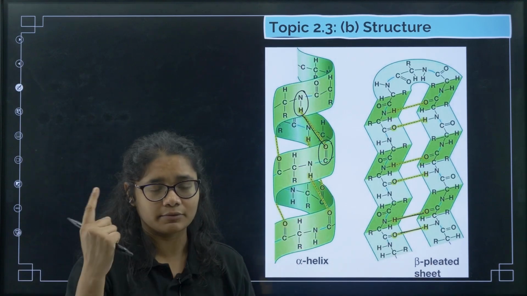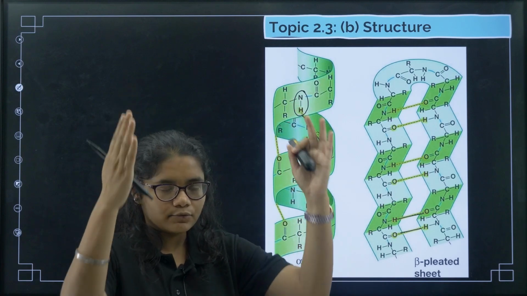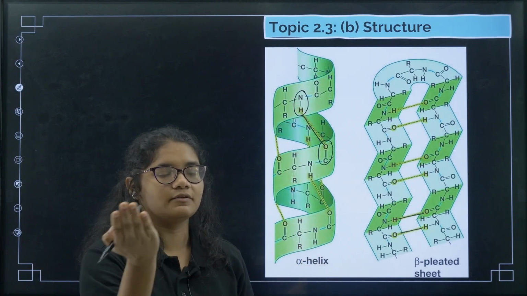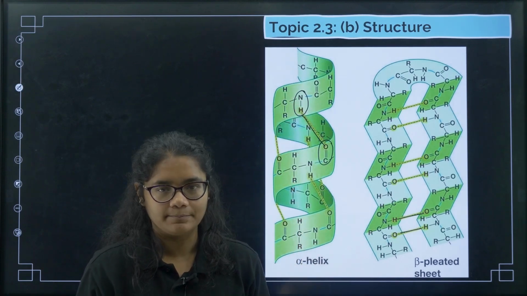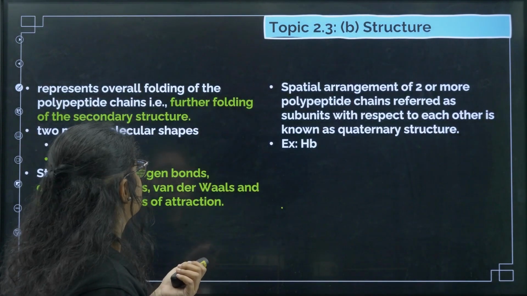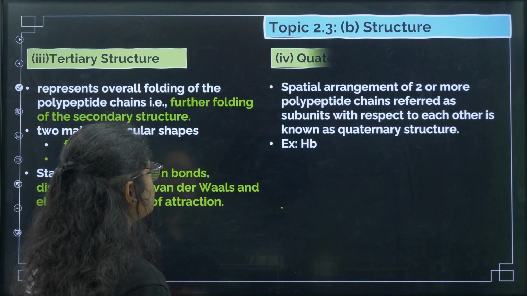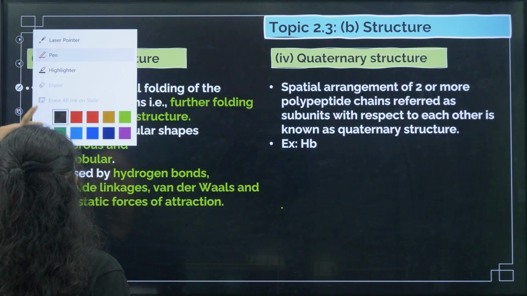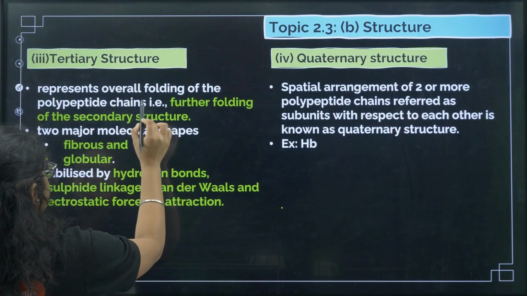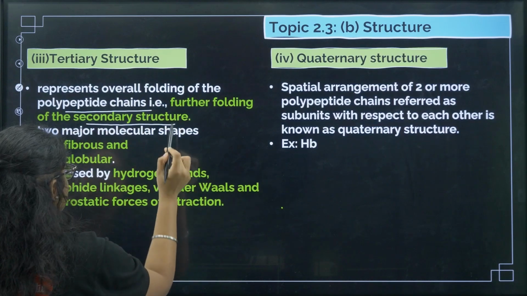In alpha helix what will happen? Coiling will take place. In beta pleated, the two polypeptide chains will lie and there will be hydrogen bondings between them. Next, coming to the third one, that is tertiary structure. Now what is tertiary structure? Tertiary structure represents the overall folding of the polypeptide chains, that is further folding of the secondary structure.